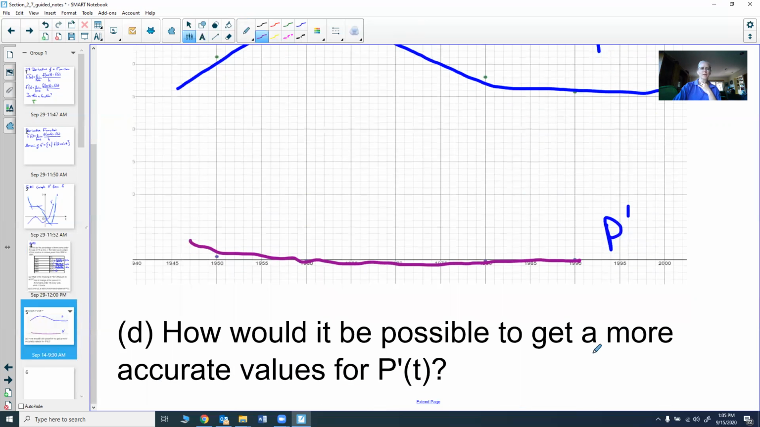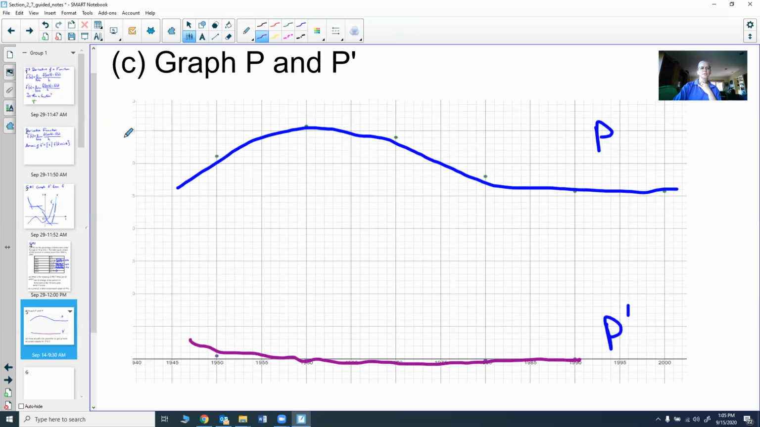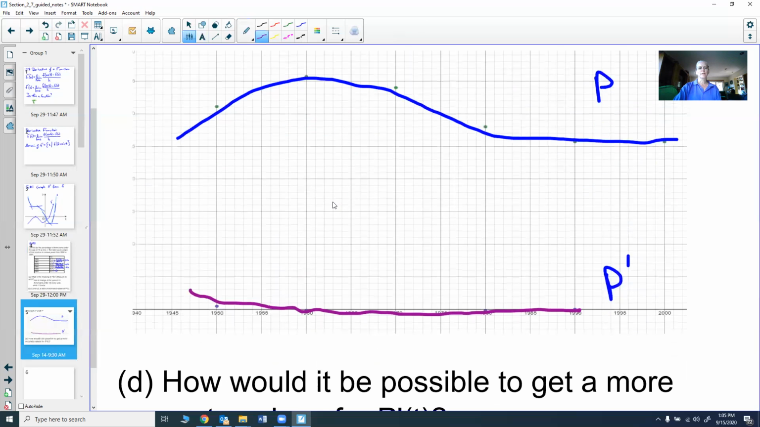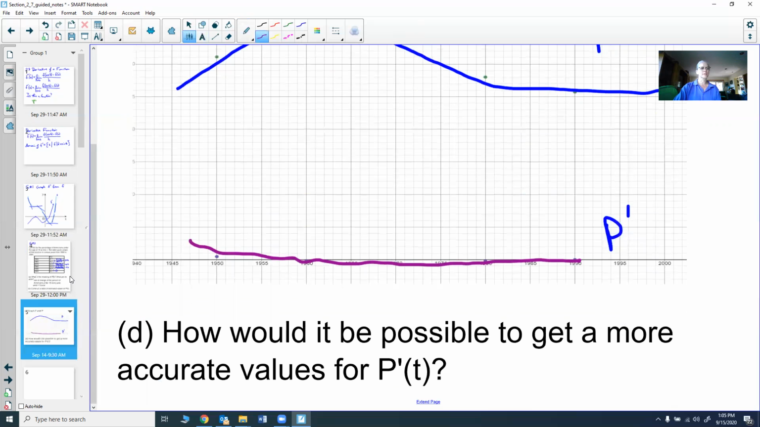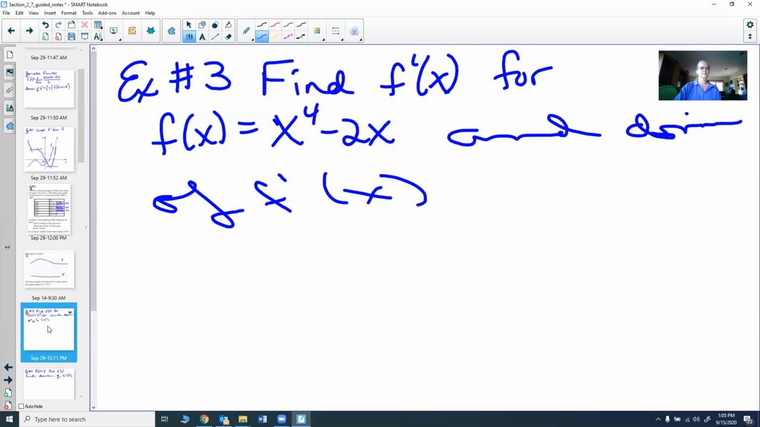The question is, how could we get more accurate values for P prime? Well, you could come up with the equation that produced this. You find the function that actually came up with these values. And then from knowing that function, you can find the derivative, the rate of change. So what we're going to do is find the derivative for a function, f of x equals x to the 4th minus 2x, and then we're going to find the domain.